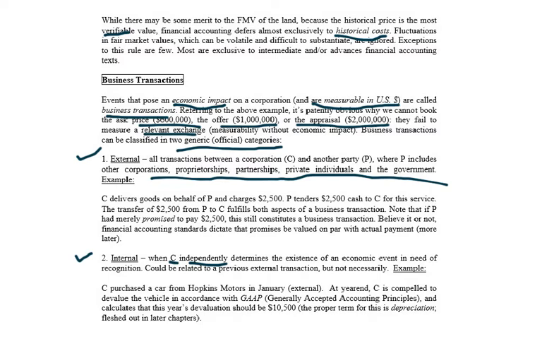All right, so let's look at an example of an external one here that I've drawn up. All right, so we have C is going to deliver goods on behalf of P, charges $2,500.